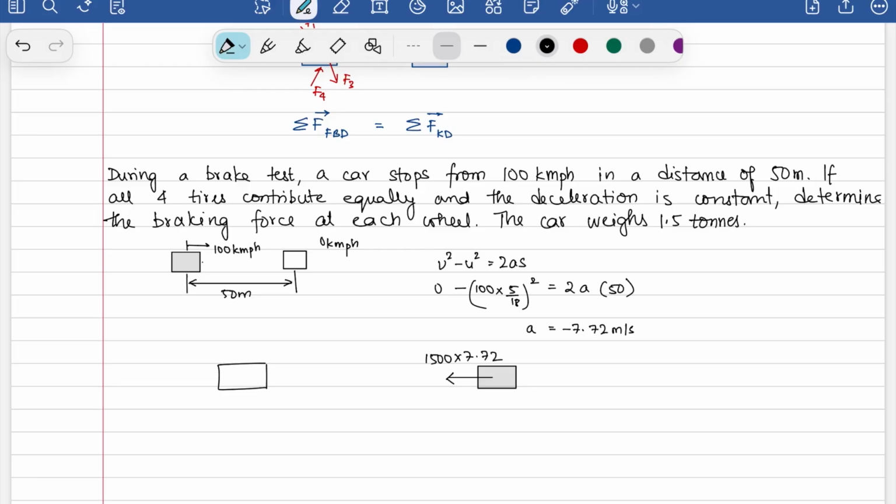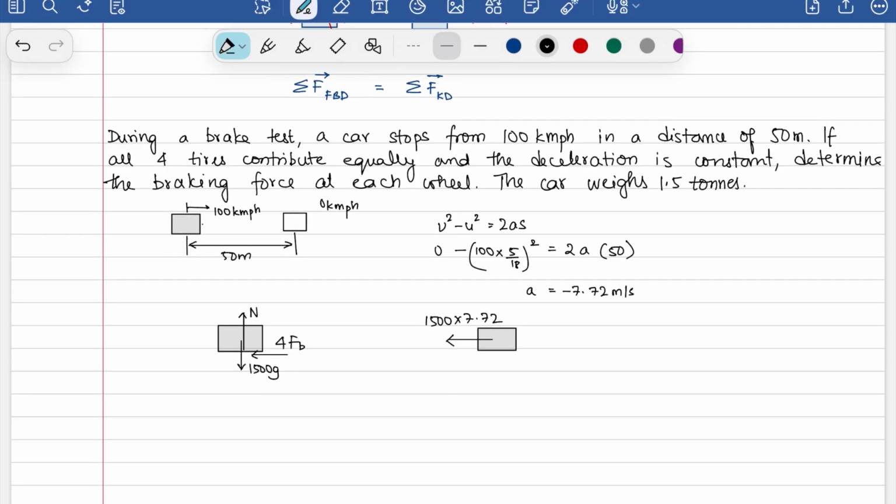In your free body diagram, you are now drawing all of the forces. So there is a gravitational force of 1,500 g. There is a normal force, which is going to cancel out since there's no motion in the upward direction. And you have deceleration from the tires, so it's acting in this direction. You have 4 times the force of braking, okay, 4 FB.